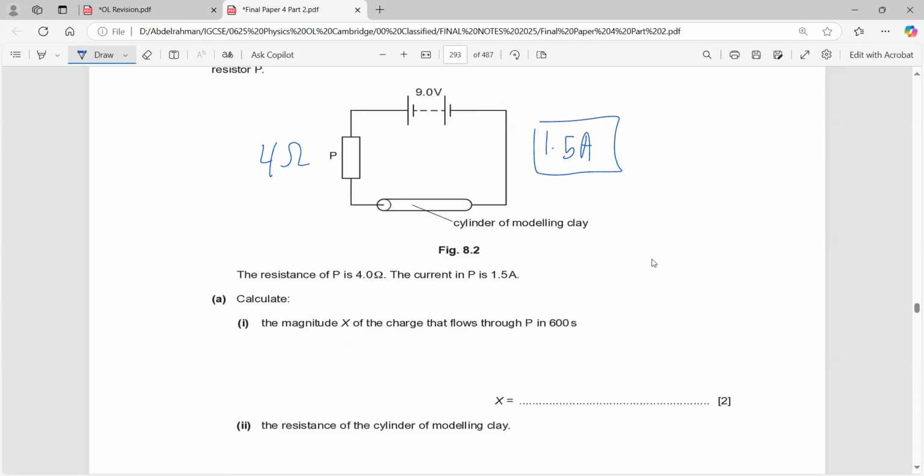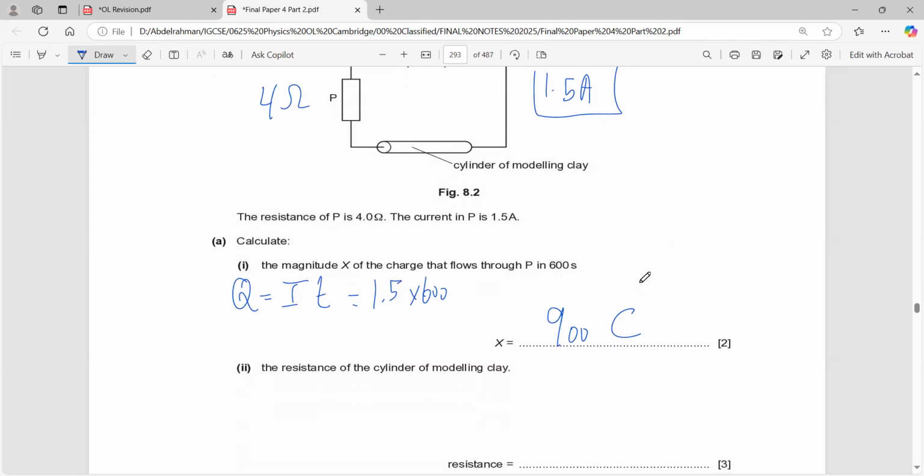Can I find the charge? Yes, I just said the equation. Q equals IT. The current is 1.5 amperes and the time is 600 seconds. So the total charge passing is 900 coulombs. Good.